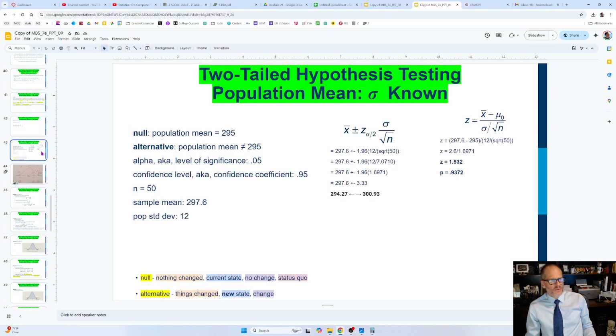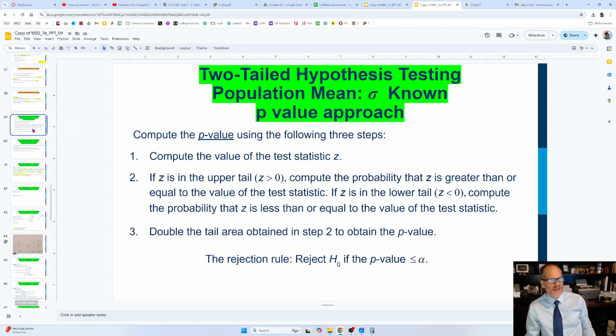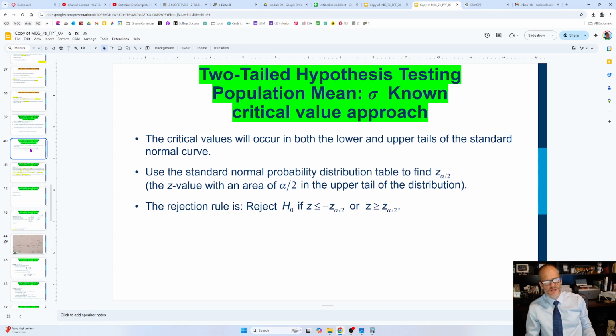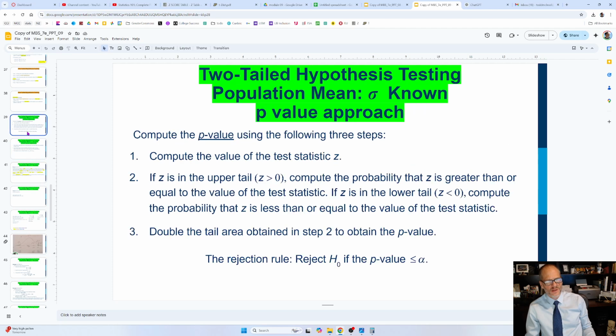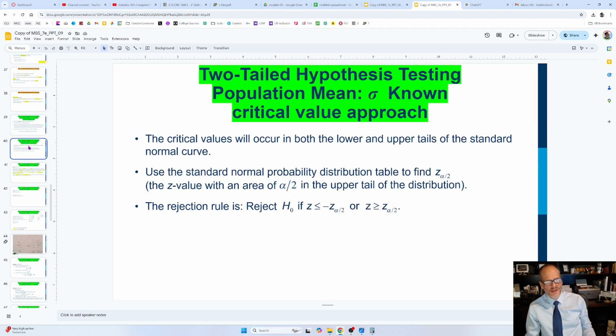So now we're going to see how the book approached solving for a two-tailed hypothesis test of the population mean when the population standard deviation is known. And they first provide you with this information here, like, hey, here's the p-value approach, here's the critical value approach. You could pause the video and read through that if you want. You could also pause the video and read through this if you want.